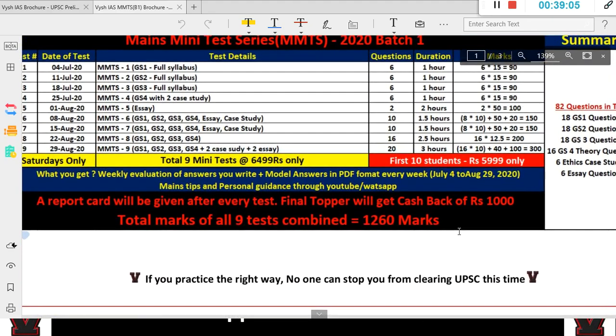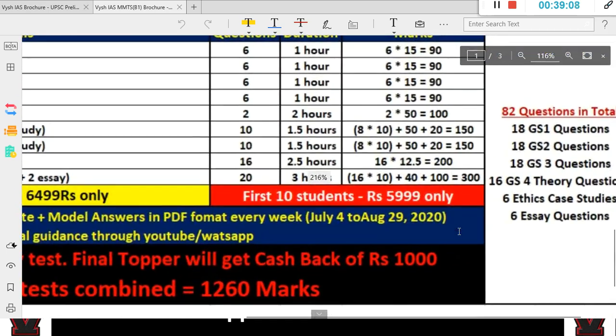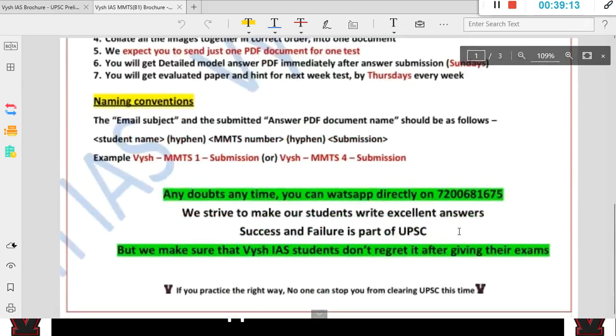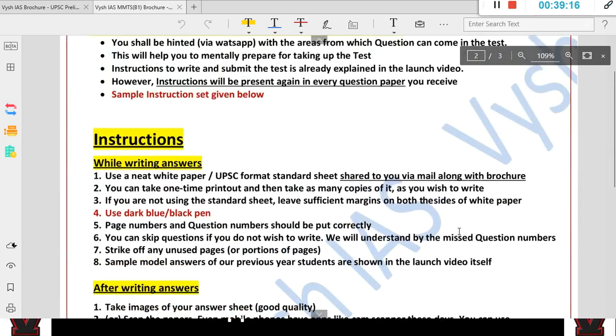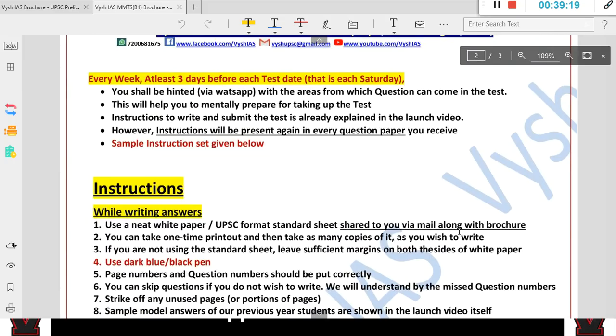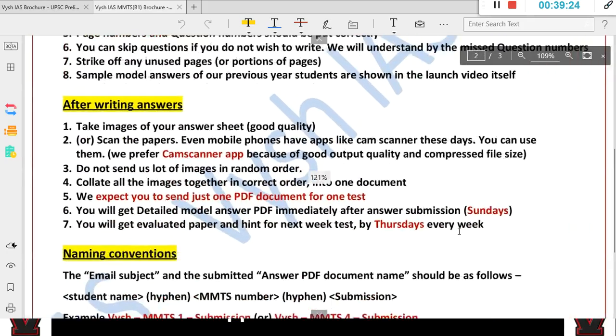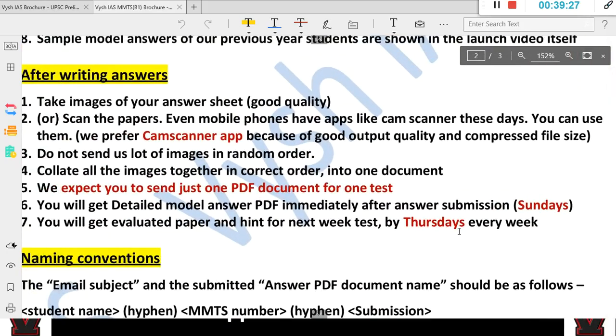And see the questions, 82 questions in total, covering everything, including essay and case study. I'll be correcting it personally, that is why I'm limiting the count to only 25 students, and instructions are given how to write an answer, how to submit an answer, how I'll be evaluating the paper, how it will be given back to you. See here, Saturday you will get the question paper, Sunday you will submit the answer, and Sunday immediately you will get the detailed PDF of the model answer also, meaning you don't have to wait for the corrected paper to see whether what you have written is correct or not. After that, when you get the evaluated paper by Thursday, you will also be given a hint of what type of questions are going to come in the upcoming Saturday. That hint will be given to you 3 days before, so you can do a little bit of preparation.